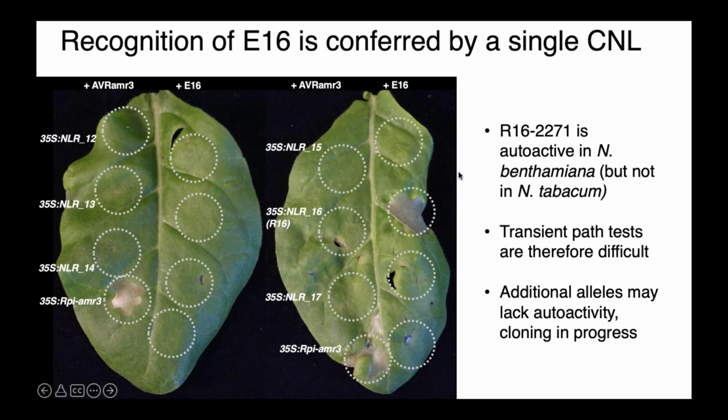And the difficult thing with this gene is we can't quite repeat what we saw with receptor 344, because the one allele we have cloned is autoactive in benthamiana. So we can't transiently deliver it and inoculate and test for partial resistance in the same way. But as I mentioned, there are some other accessions which carry this recognition. So we're currently cloning the different alleles and testing for autoactivity in benthamiana.